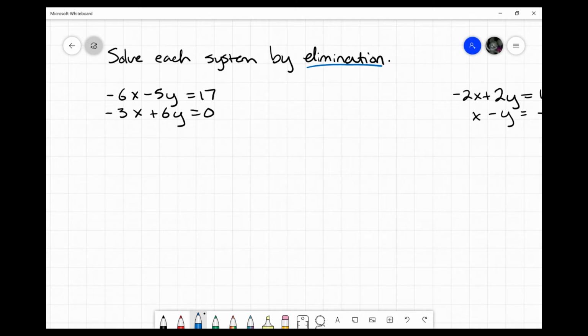So in this scenario, we've got a negative 6x, a negative 5y, and that equals 17 for the first equation. On the second equation, we have a negative 3x, a positive 6y, and that equals 0. So when we are going to add these two together, one of the variables needs to be removed. I see that we have a 6 and a 3. So if we made that bottom negative 3x become positive 6x, then when adding, those two would be taken away. For the first equation, I'm not going to do anything. It'll stay negative 6x minus 5y is equal to 17.